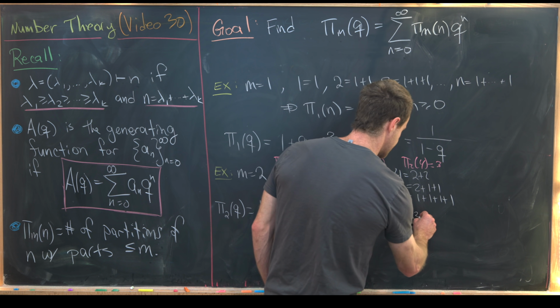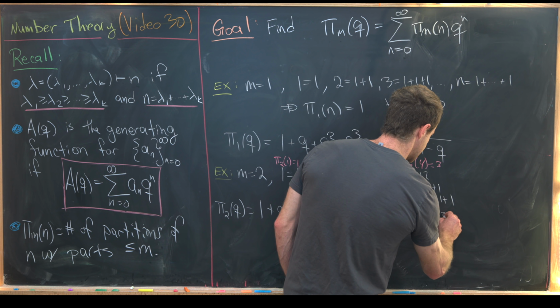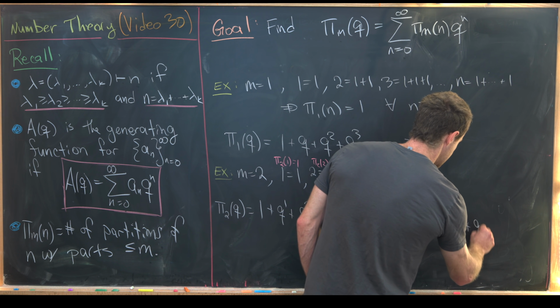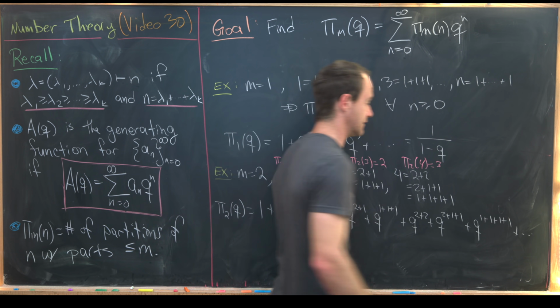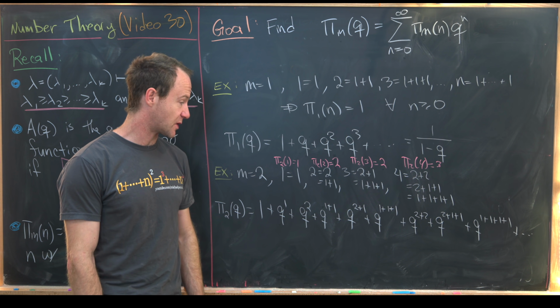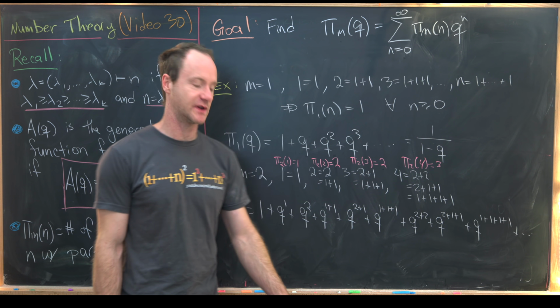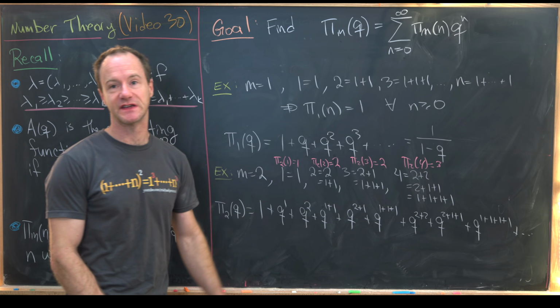So I'll write for 4 as well. So 2 plus 2, q to the 2 plus 1 plus 1, q to the 1 plus 1 plus 1 plus 1, and then so on and so forth. So notice we're counting those partitions by just putting in the exponents. And now we're going to factor this carefully.